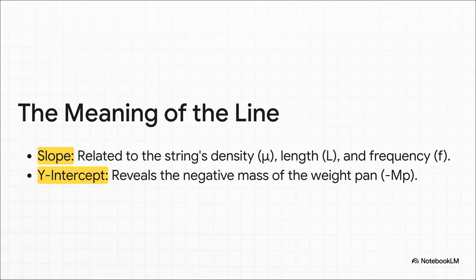And what's so cool is that this line isn't just a pattern, it's packed with information. The slope of that line, you know how steep it is? That one number tells you almost everything about the physical setup. The string's density, its length, the frequency of the vibrator, it's all in there. And the y-intercept, where the line hits the vertical axis, that has a secret of its own. It actually tells you the mass of the little pan that was holding all the weights. It's just incredible. The physics of the entire experiment is encoded right there in that one simple line.